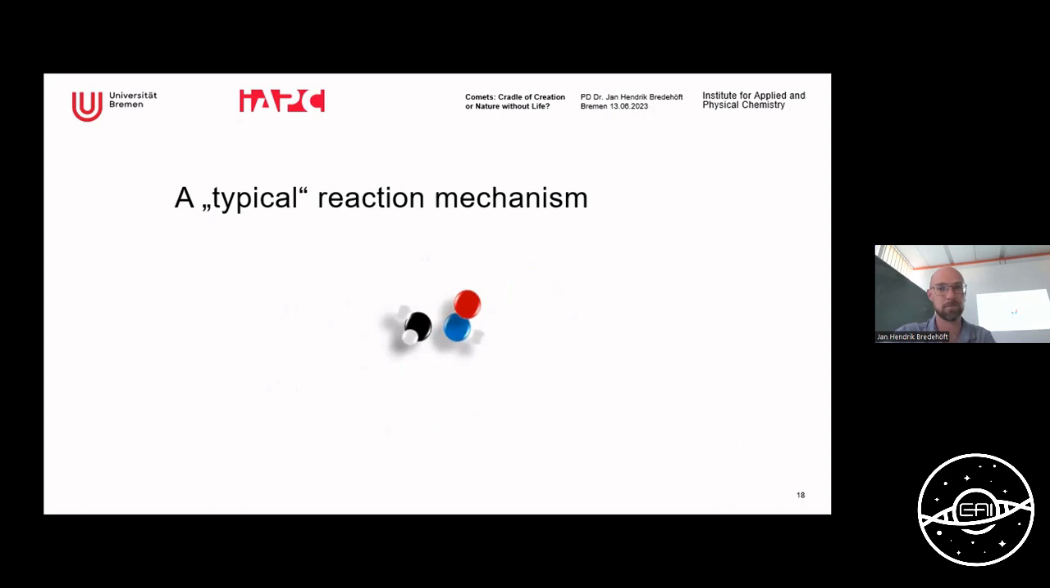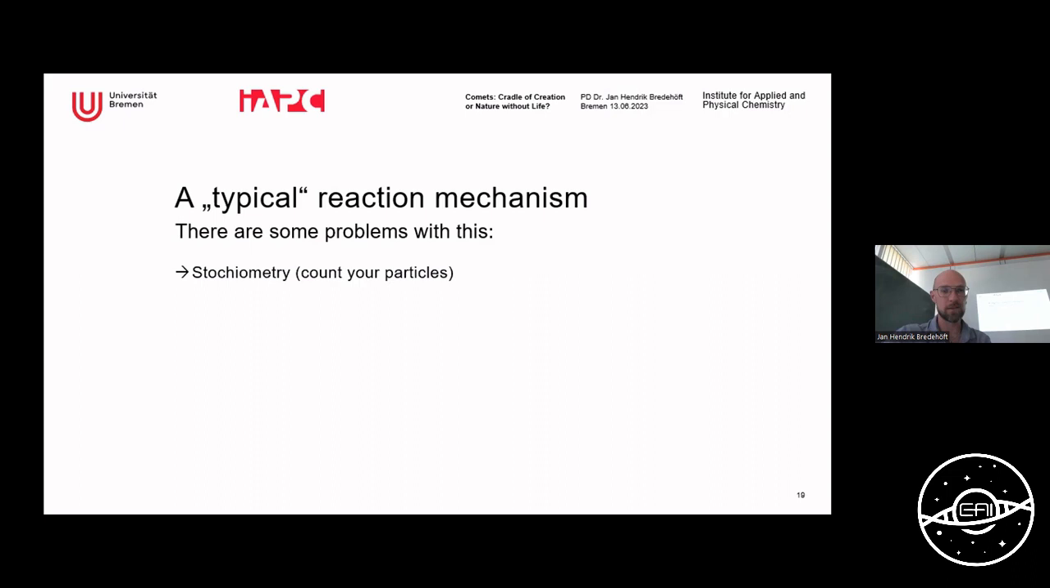And I'm oversimplifying this, this is not actually what's written in the literature, but what you can find in some papers is actually pretty close to that. And there are some problems with this kind of view. So stoichiometry is mostly observed, meaning count your particles. There should be as many atoms in your products as there are in your starting materials. But this does not only include atoms, but also electrons. And this is very often not observed.